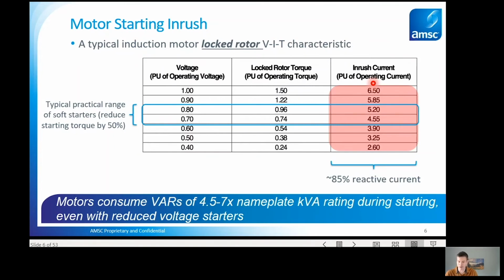There really aren't practical utility feeders that can tolerate this without a significant voltage dip. So it's this locked rotor characteristic that we're stuck with. Induction machines are great, cost-effective machines, very efficient, very reliable, but they do have this sort of Achilles heel associated with them, and that specifically being the amount of current that they require when they're first started.